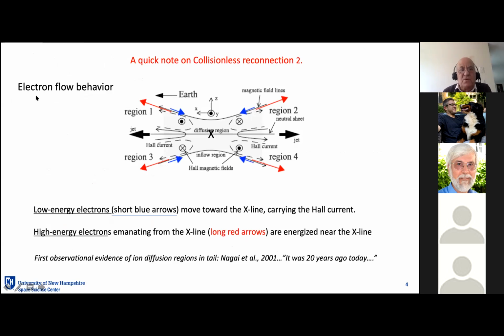And now just to concentrate on the electron flow behavior, which we will need. These are the red and blue arrows here. The blue arrows are the low energy electrons, which travel along the separatrices towards the X line. And the red arrows are the high energy electrons, which are moving opposite to this, and they have been produced and energized near the X line. The first observational evidence of a diffusion region in the tail was given by Nagai et al. 20 years ago.